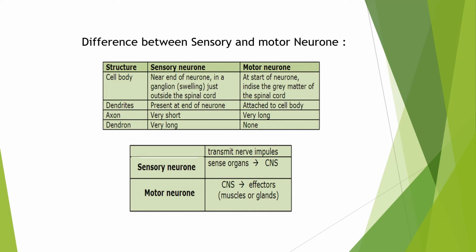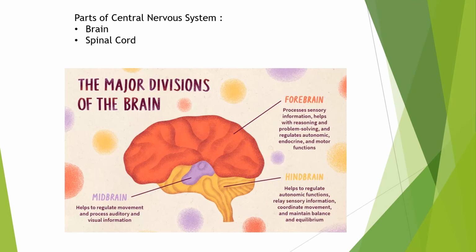What is the functional difference? The sensory neuron transmits the impulse from the sense organ to the central nervous system, and the motor neuron brings back the message from the central nervous system to the muscles or glands. Now that was all about the functional unit of the nervous system, nerve cells or neurons.